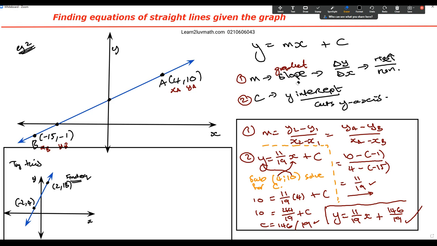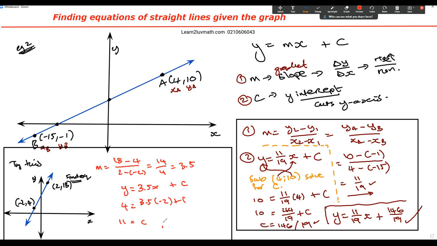Let's have a look at it, rewriting it here again. You took 18 minus 4 over 2 minus negative 2, and you got 14 over 4, which is 3.5. So that's your gradient. So y equals 3.5x plus c. And then you substitute, let's say, 2 and 18, or negative 2 and 4 maybe. If I put 3.5 times negative 2 and 4, that becomes negative 7 equals 4 plus c. On the other side, after I move it, it becomes plus. So 7 plus 4 gets me 11. And therefore, y is equal to 3.5x plus 11.